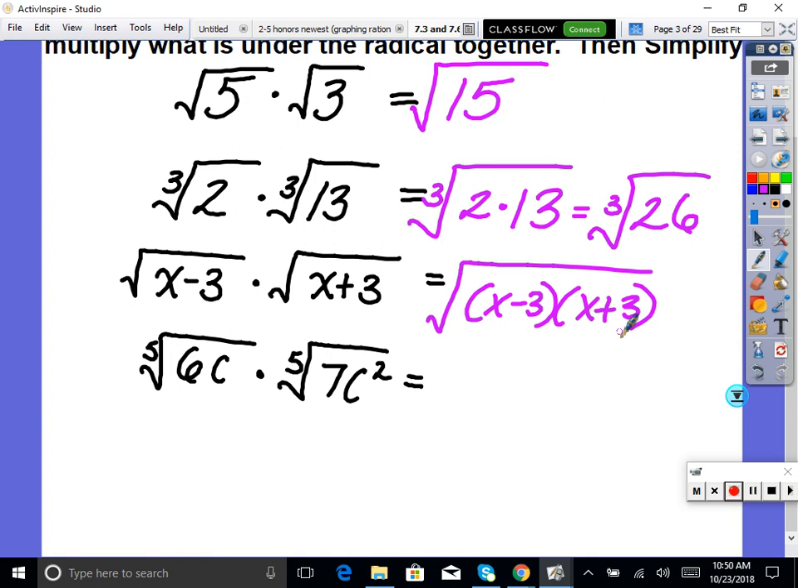Now we would look and say, is there any groups of 2 that we can pull out? No, they're not the same. Look, x minus 3, x plus 3. So there's not 2 of them. So then we take our answers and multiply them back together. That's always what we do. If anything's left underneath, you multiply back together.